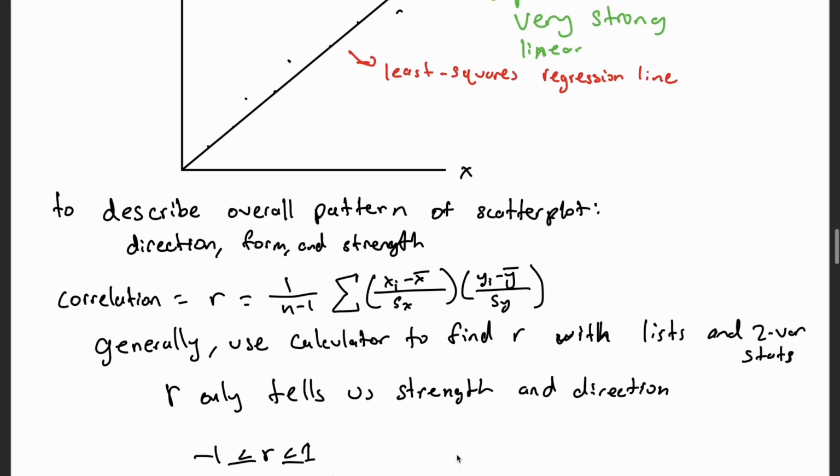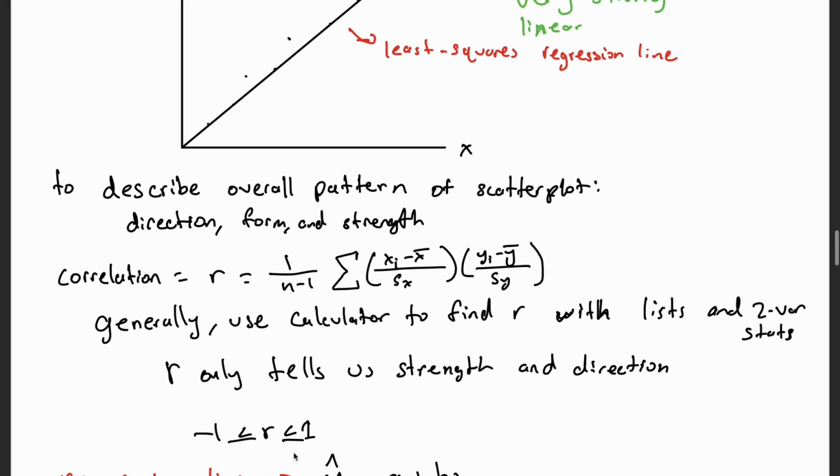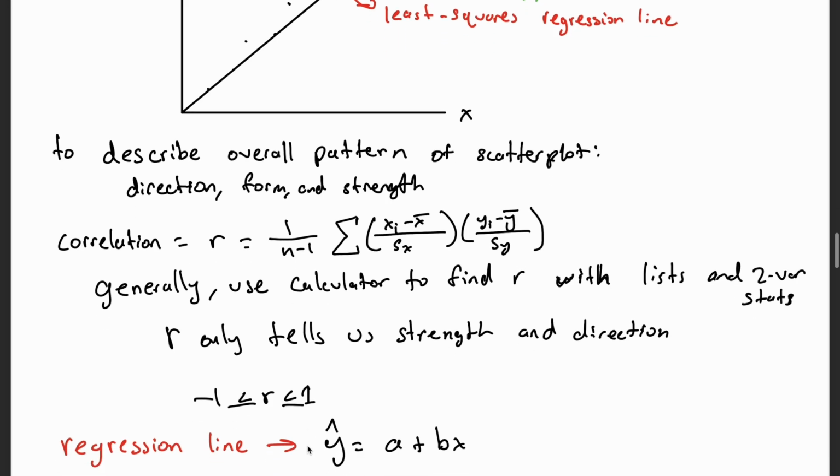So the stronger it is, the closer it is to 1 or -1, and the direction would tell us, if it's negative, then it's in the negative direction. If it's positive, then it's the positive direction. And it's only -1 or 1 if the points match up perfectly with the predicted line.